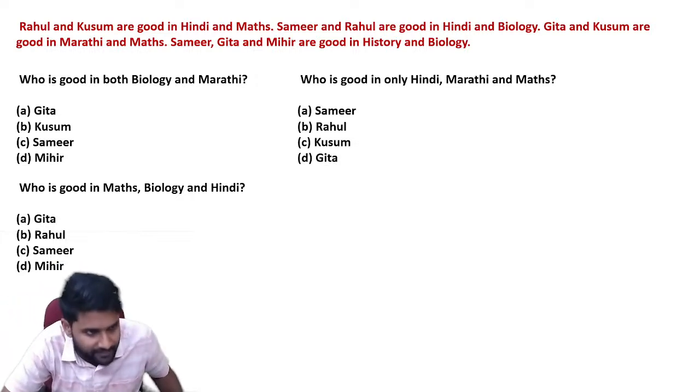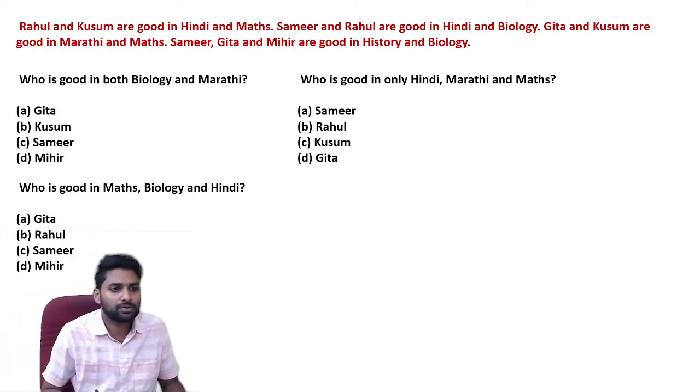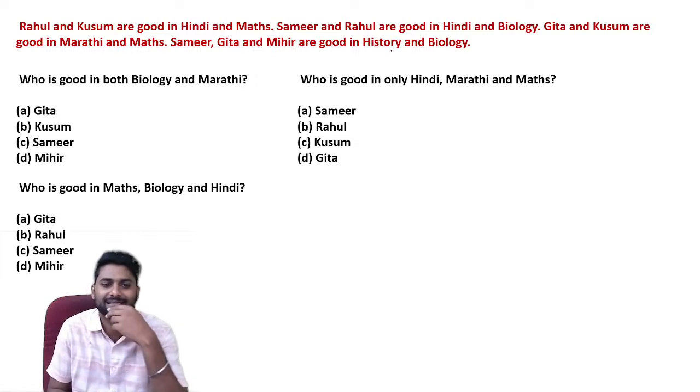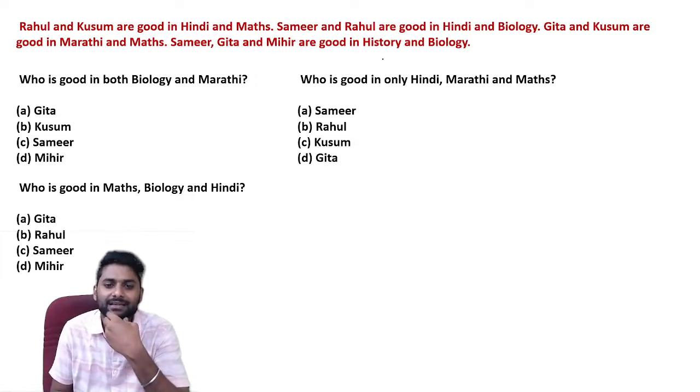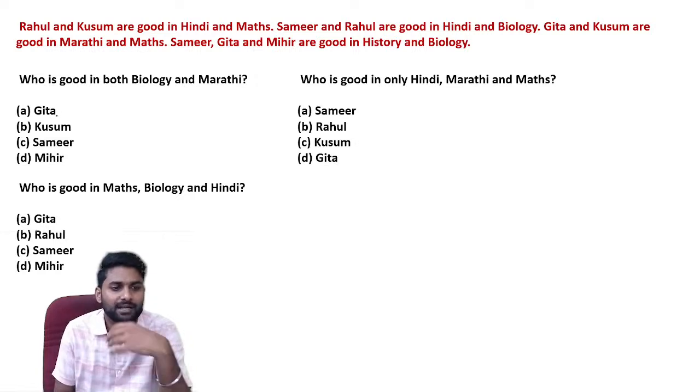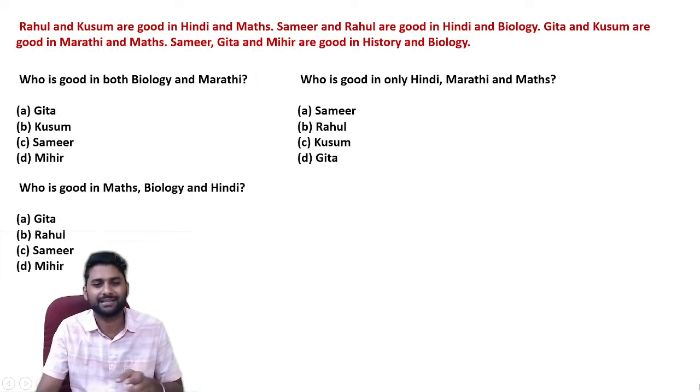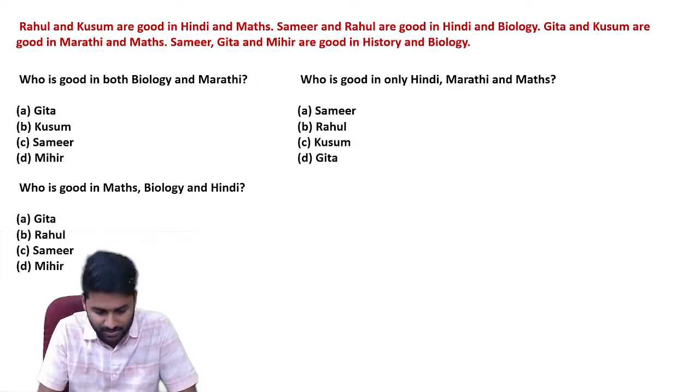Now see, we have information like Rahul, Kusum are good in Hindi and maths. Samir and Rahul are good in Hindi and biology. Geeta, Kusum are good at Marathi and maths. And Samir, Geeta, Mihir are good in history and biology. So we have five different subjects and five different people, and we have a comparison. So go through the table and try to answer these questions.